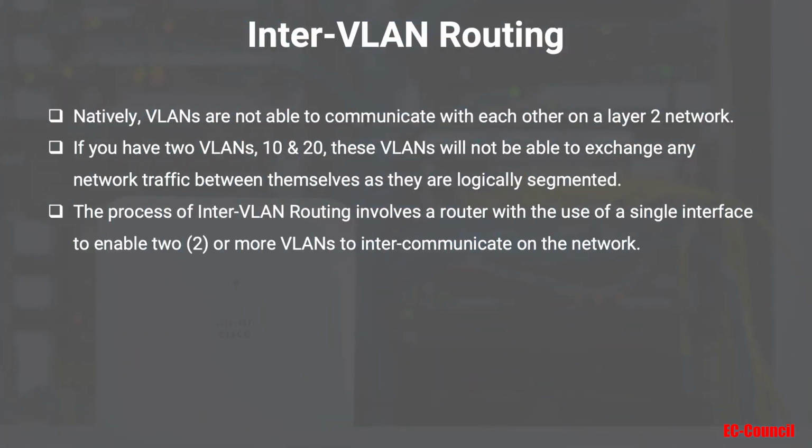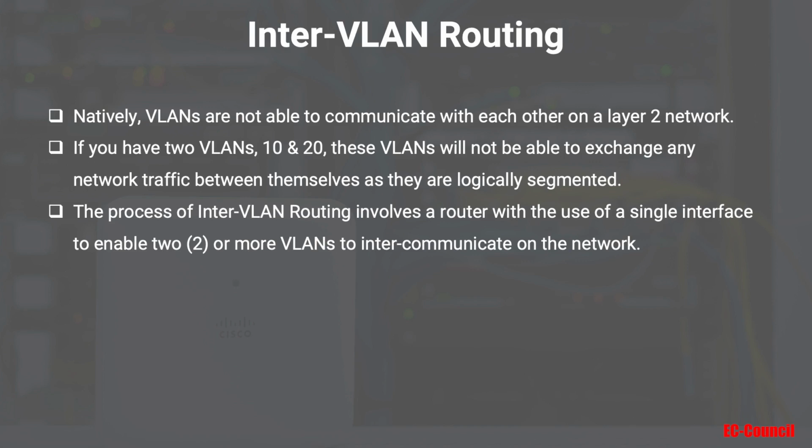In the previous videos, we looked at creating a couple of VLANs, let's say VLAN 10 and VLAN 20. Natively, these VLANs will not be able to intercommunicate with each other. They are totally and logically isolated. In other words, each VLAN is an isolated network by itself. So if you have two VLANs, like from our previous lab, VLAN 10 and 20, these VLANs will not be able to exchange any sort of data or network traffic between each other, simply because they are logically segmented.